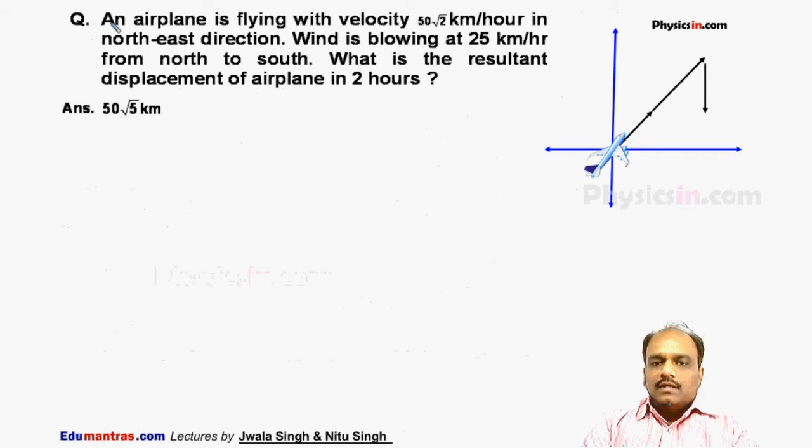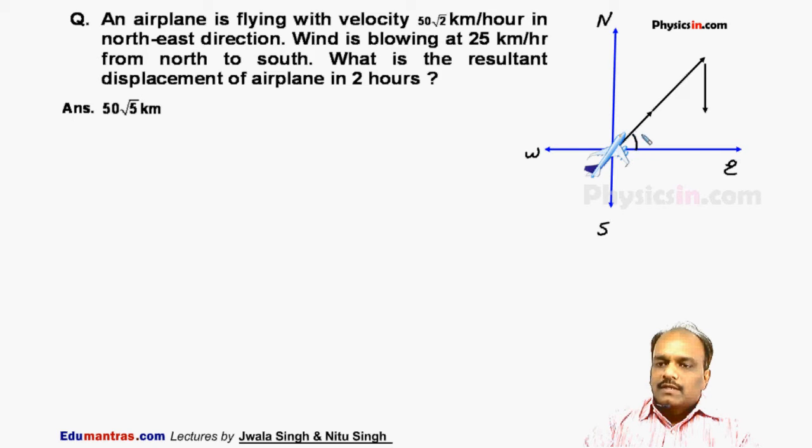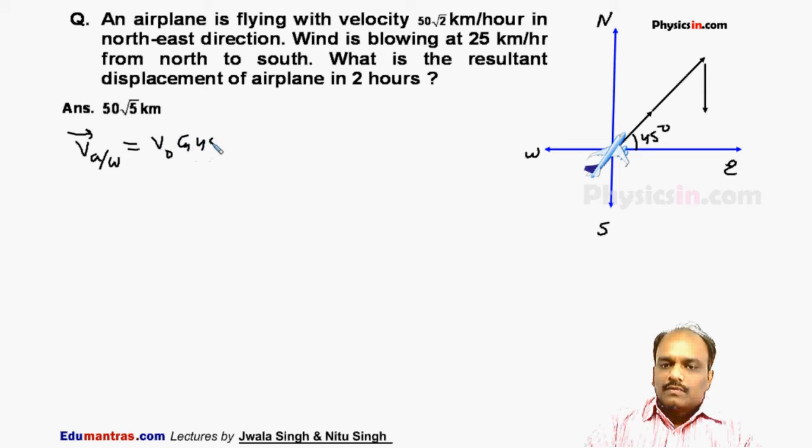Next question. An airplane is flying with a velocity of 50 root 2 km per hour in the northeast direction. This is our north, south, east and west. Northeast means this angle is 45 degree. So I can say the velocity of the aeroplane with respect to wind is v naught cos 45 i cap plus v naught sin 45 degree j cap. Let this be x axis and y axis.